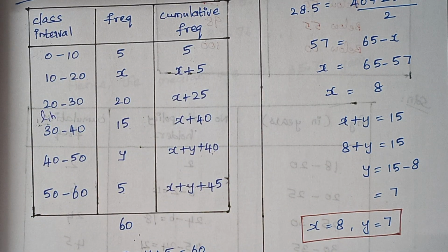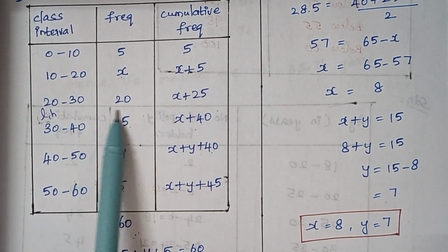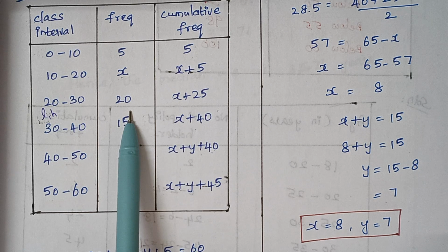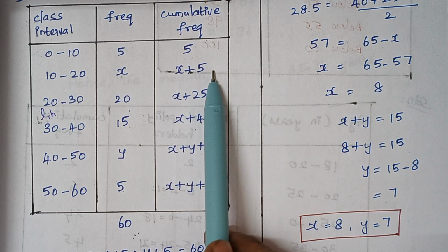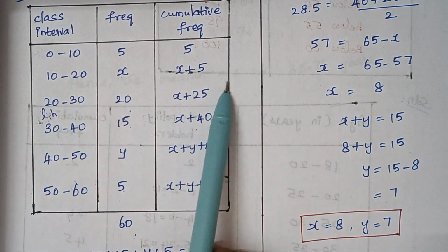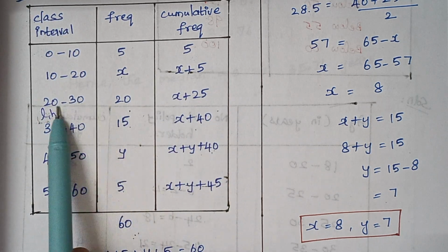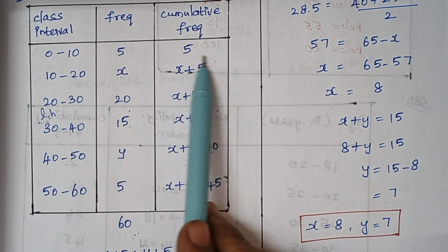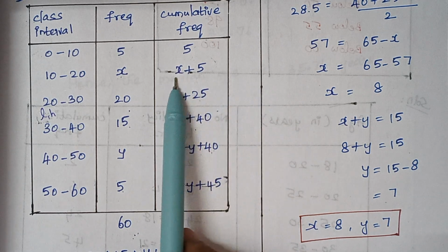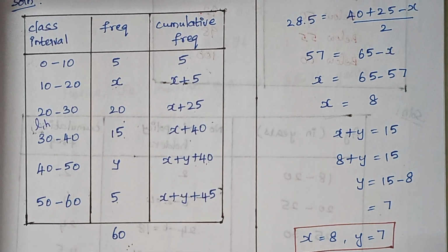Now the next thing is the respective frequency here, which is 20. And what about the cumulative frequency? The cumulative frequency is the frequency value that is prior to this row. Okay, so this is the row which has your L, H as well as F. So the row which is prior to this row, we have to take its cumulative frequency value, that is here it is x plus 5. Right, now we are going to substitute all these values in the median formula.